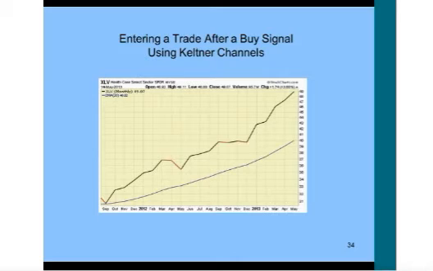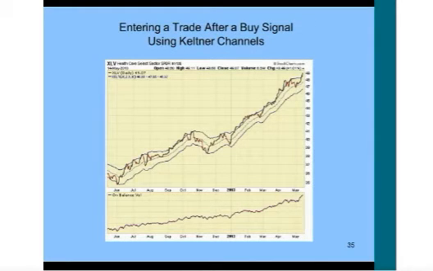And here's an example. Here's the current healthcare sector ETF. We can see it's in a very strong uptrend, and you might want to enter this market after the buy signal has occurred. So here's the same time period for the XLF healthcare sector with the Keltner channels. And I like to use the Keltner channels to help me time my entry after a buy signal has already occurred.